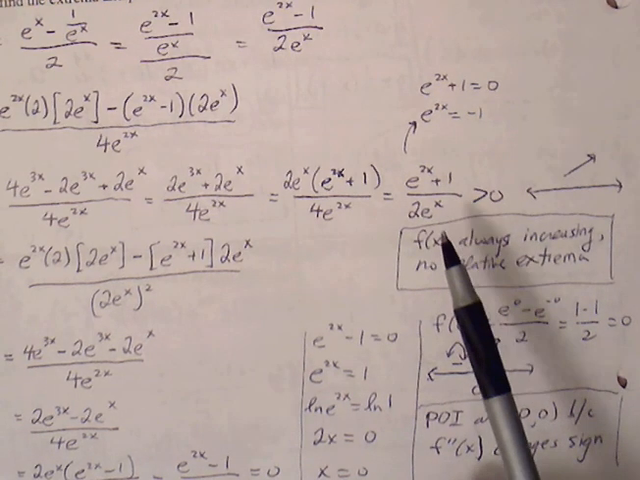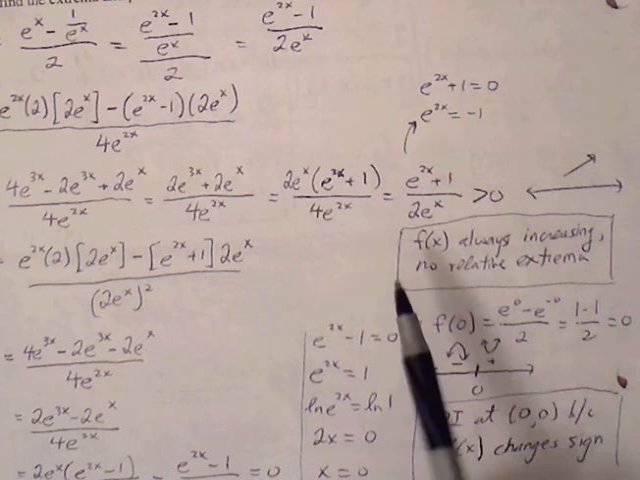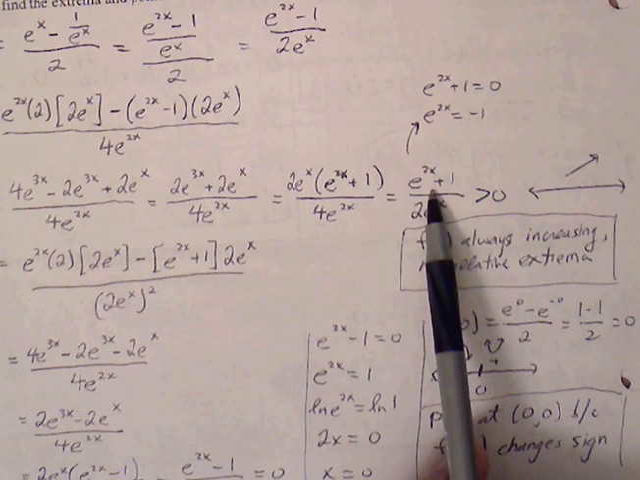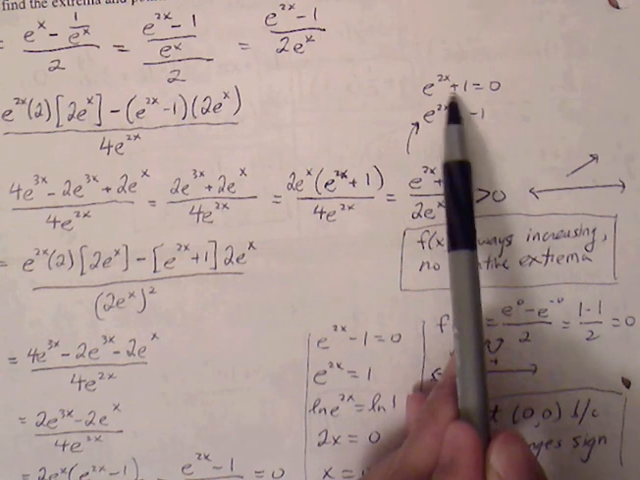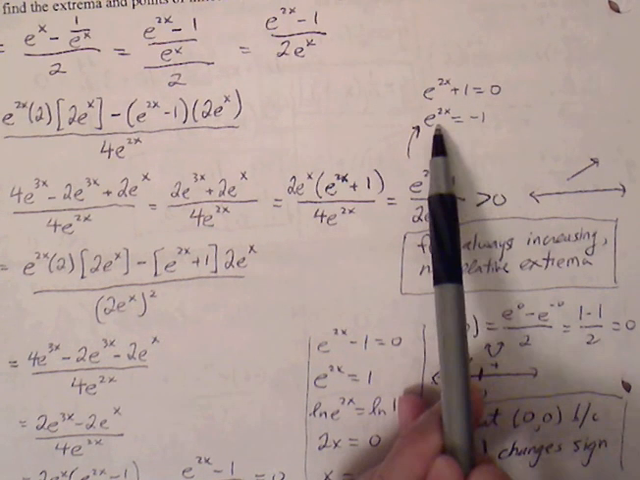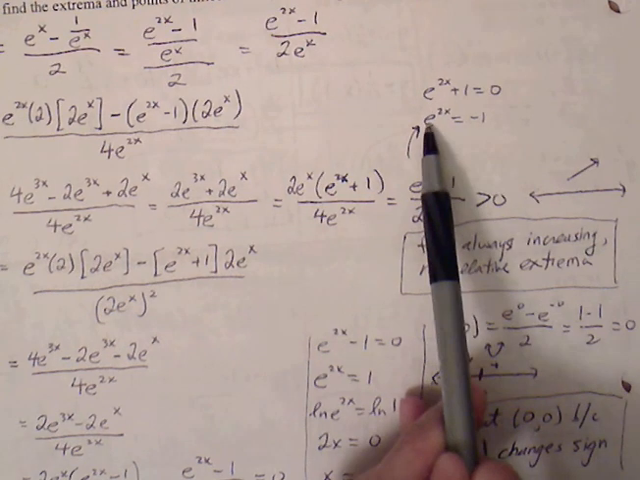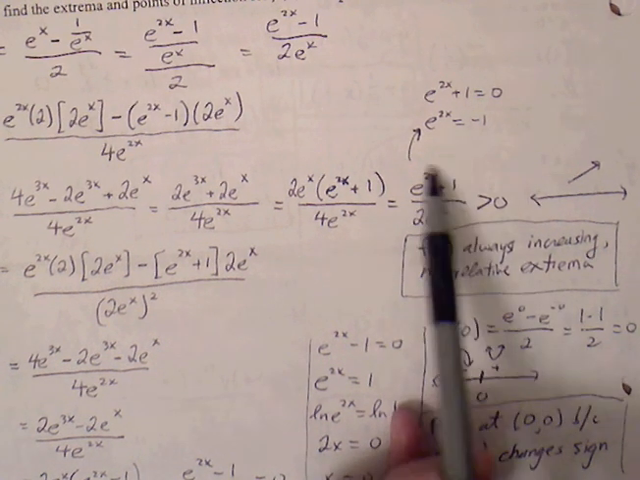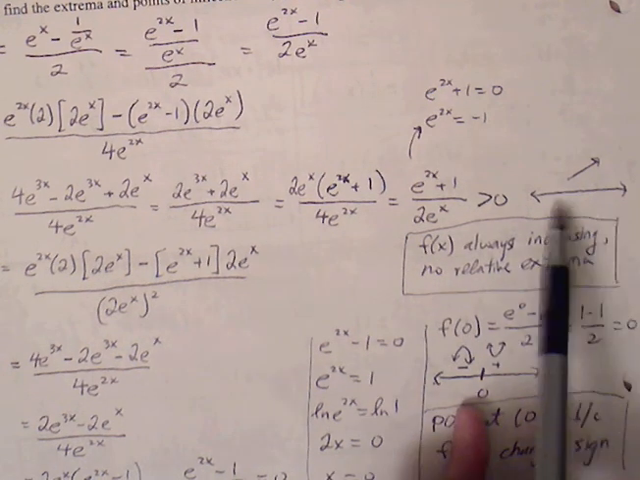Critical points, again, can come from the numerator or denominator. But if we set the denominator equal to 0, again, no critical points here. If we set the numerator equal to 0, we get e to the 2x plus 1 equals 0. e to the 2x equals negative 1. Now we know that the exponential function is never even going to cross the x-axis, much less go to a negative value. So we know this does not exist. So no critical points.